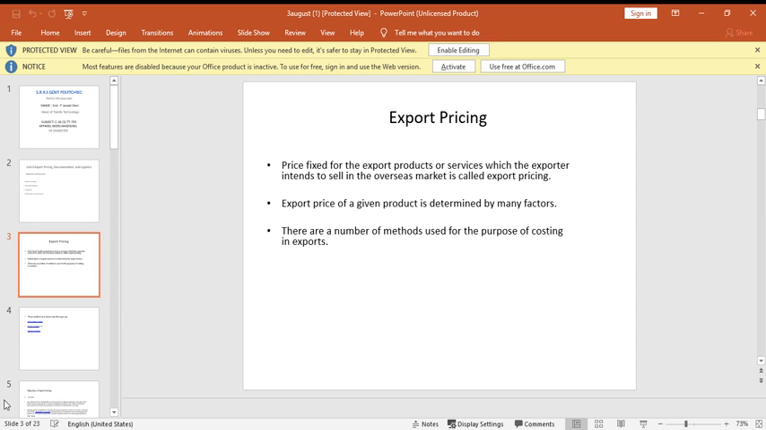The price fixed for the export products or services which the exporter intends to sell in the overseas market is called export pricing. The export price of a given product is determined by many factors. There are a number of methods used for the purpose of costing in exports.